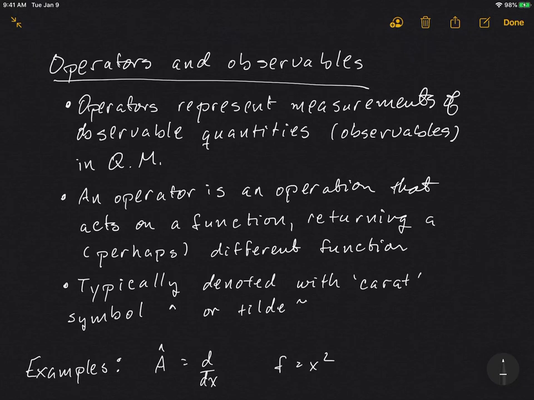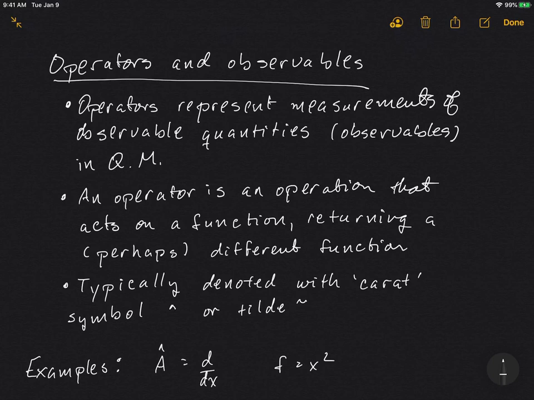Hello, everyone. Now let's talk about operators and observables in quantum mechanics. So operators are a mathematical operation that represents measurements of observable quantities, or things we call observables, in quantum mechanics. These could be things like position and momentum, but could include other types of observable quantities, such as energy.